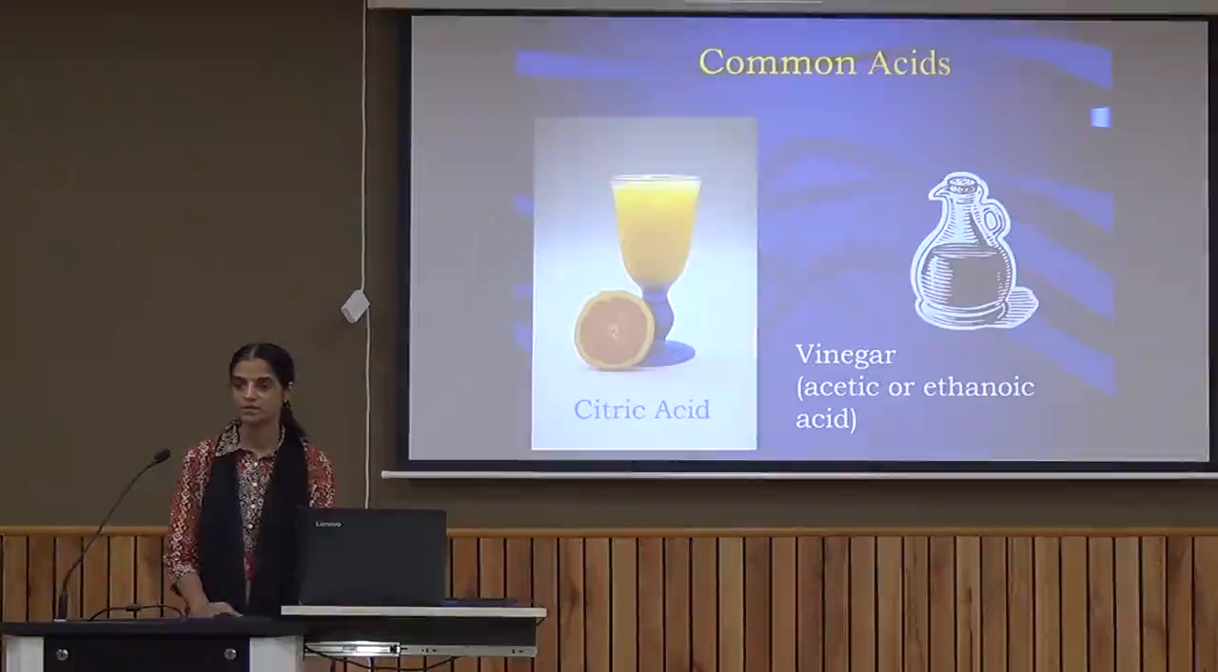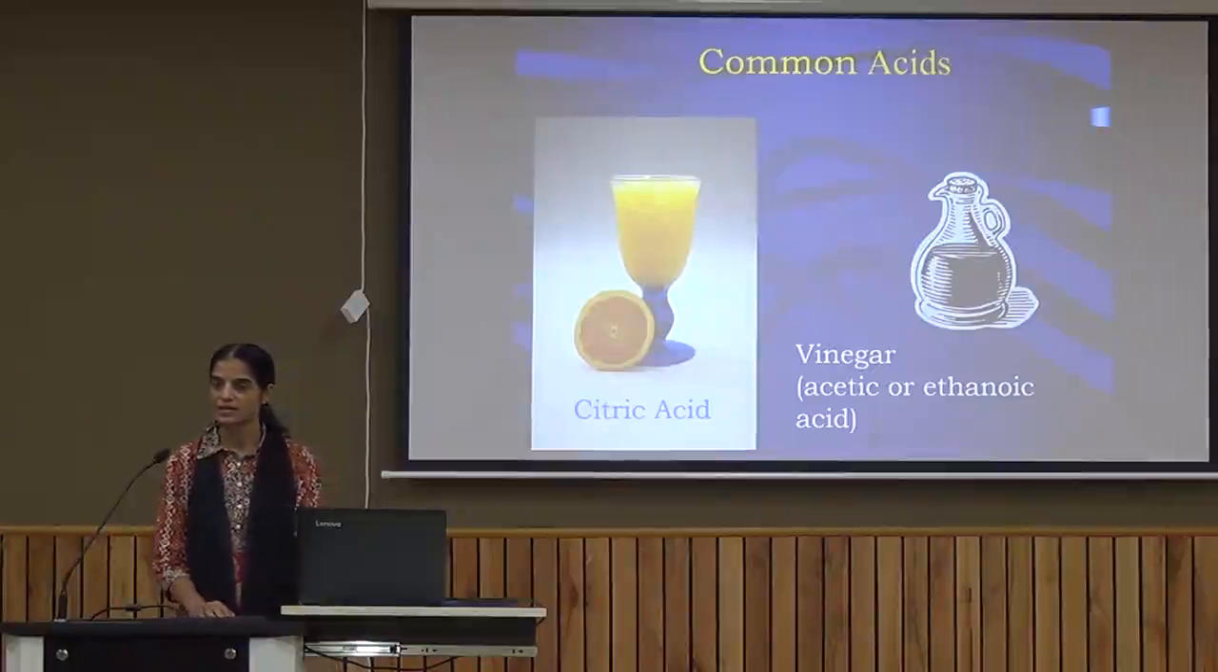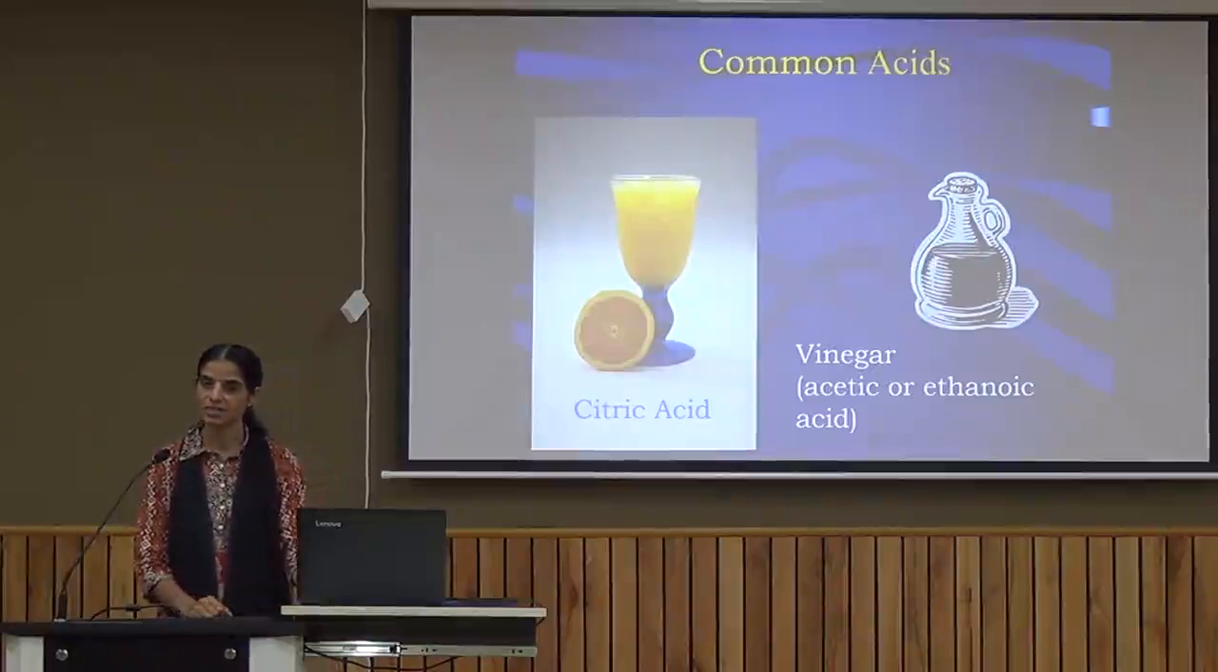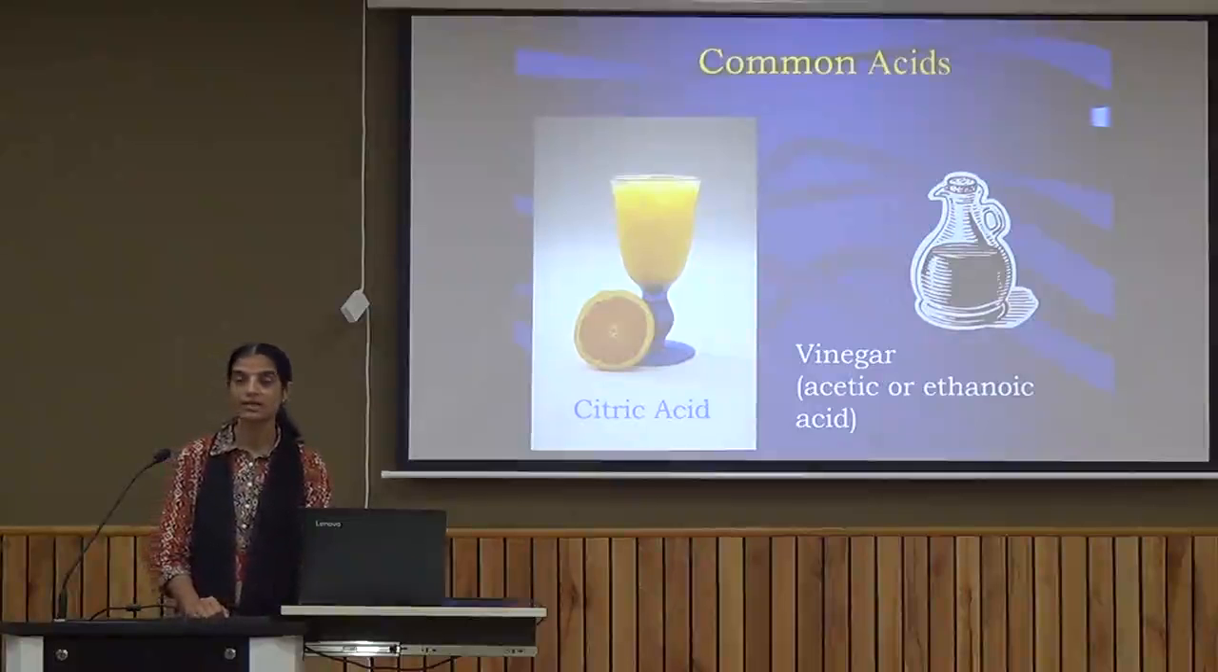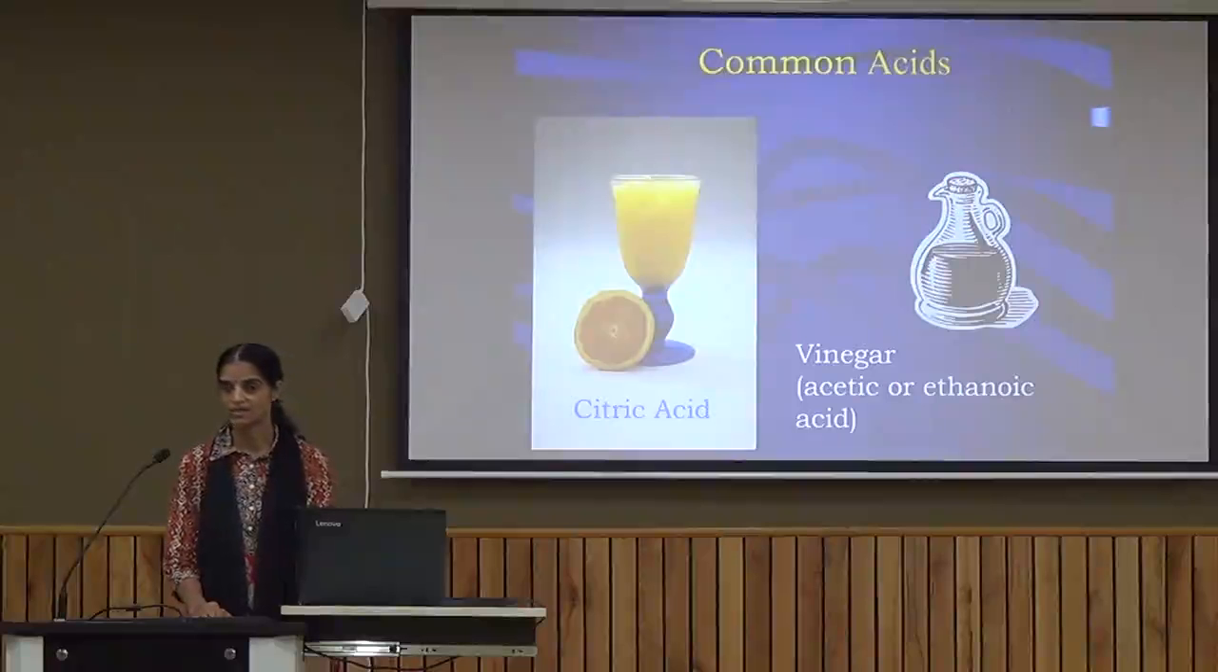Now let us see the common acids which we come across in our daily lives. All of you have seen lemon and consume lemon also. Lemon contains citric acid. Similarly, vinegar, which is generally put in your noodles, chow mein and all, contains acetic acid. Besides that, spinach contains oxalic acid, and tamarind contains tartaric acid. So these are some common acids which you come across in your daily lives.